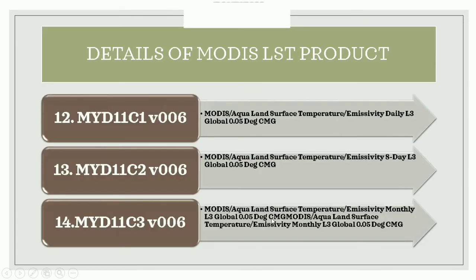Now here if you see the C product, that is also more or less the same. If you see that Aqua land surface temperature, that is night time temperature, and it is giving global 0.05 degree resolution. So this is the same. Now here, downside, Aqua land surface temperature monthly, this is monthly. So this is daily, this is 8 day, and this is monthly. So this is the specification.